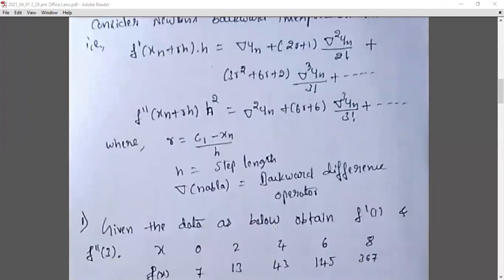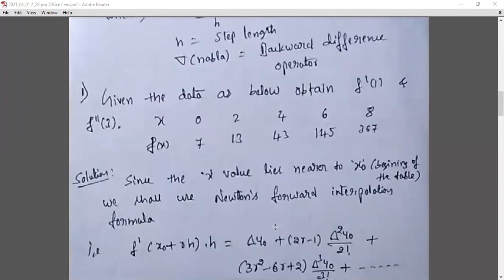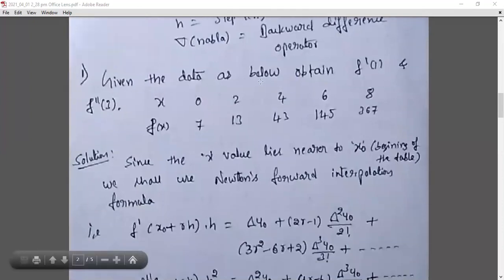So let us do a problem. Here is the data given. You have to obtain f dash of 1 and f double dash of 3. That is, you have to find the first order derivative dy by dx at x equal to 1 and d square y by dx square at x equal to 3.